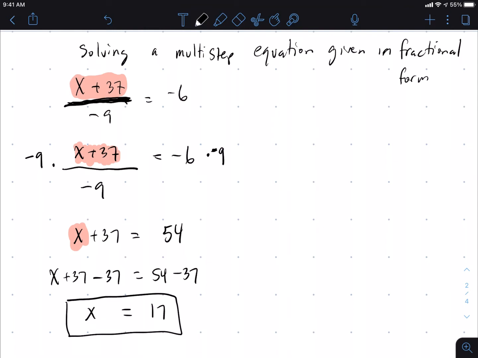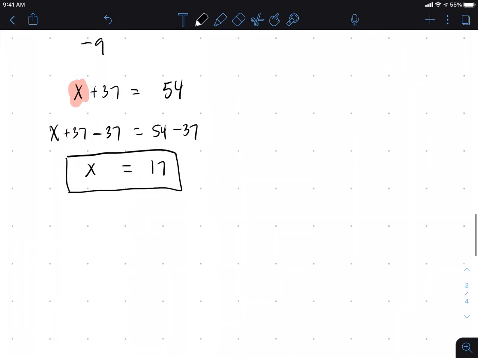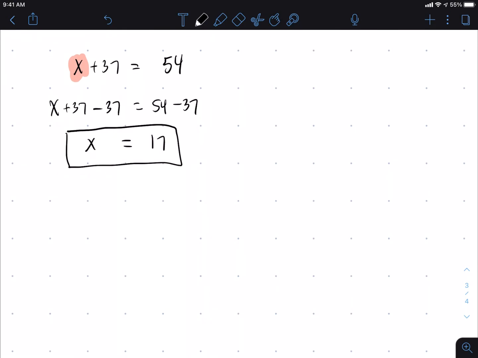Would you like to try one? Yeah. Okay, let me give you guys one. All right, here we go. 3x minus 23 divided by 2 is equal to a negative 4. Go ahead and try that.